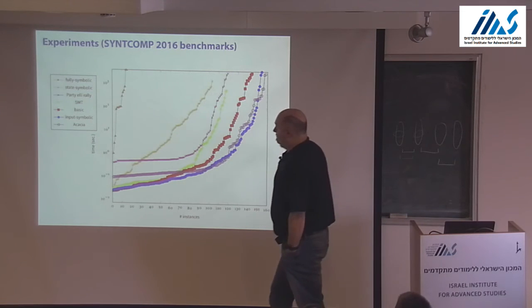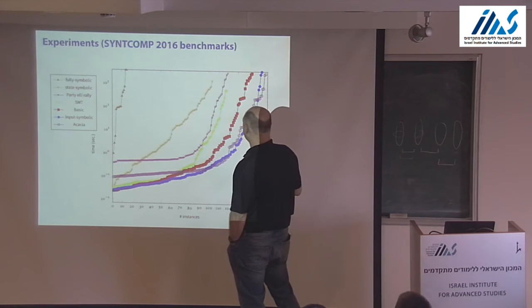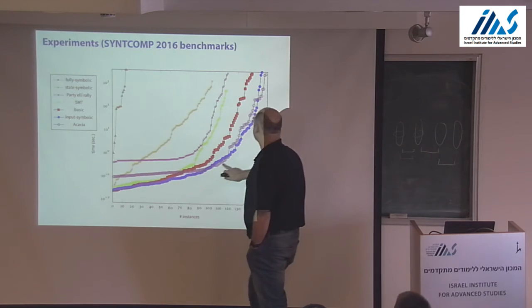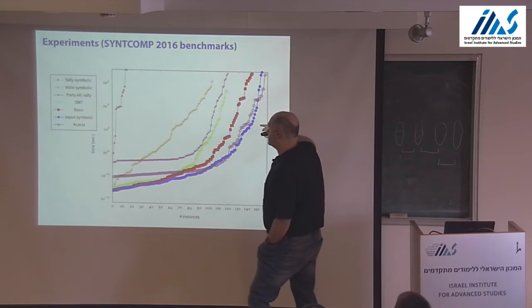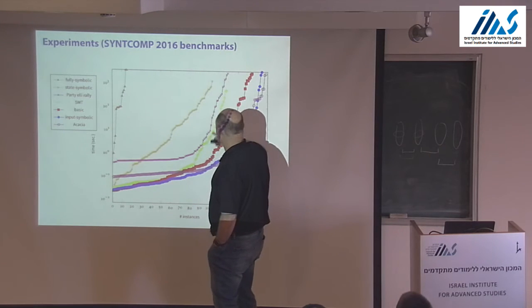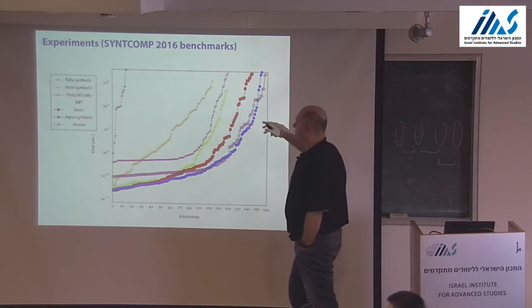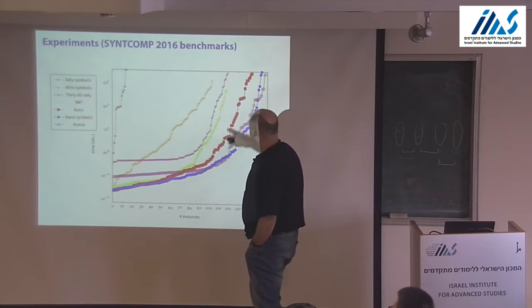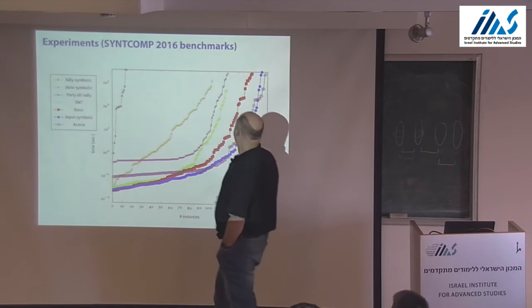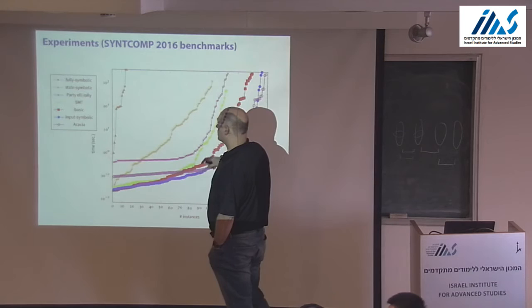So for reference, I have two state-of-the-art tools. This is Acacia, which is a very good tool for realizability checking. And this one is Ayrat's tool, called Party. And now let's look at the various encodings.